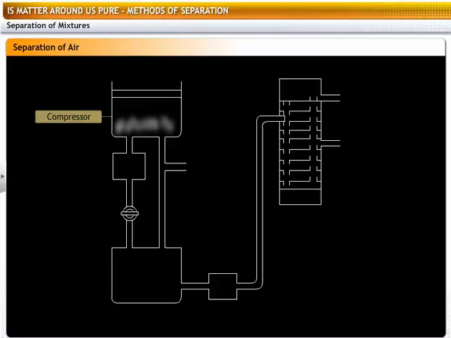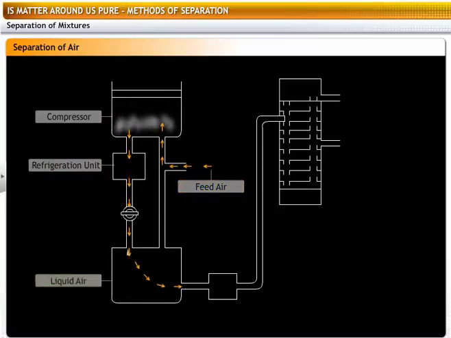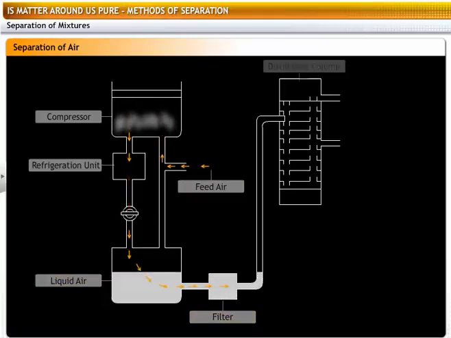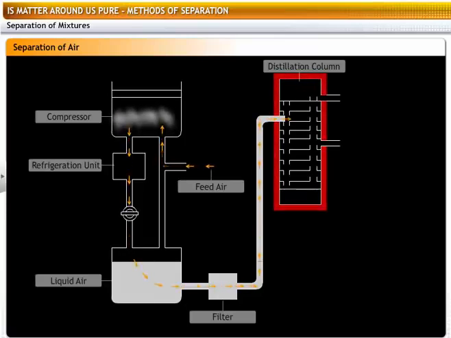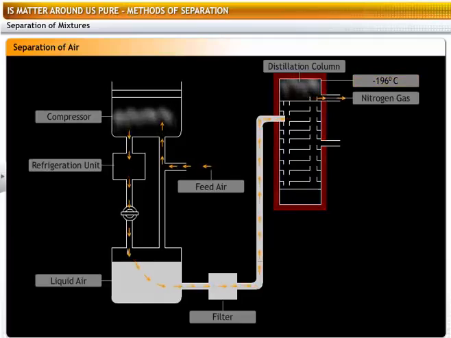Air is compressed in the compressor and cooled in the refrigeration unit. Thus, the air gets liquefied. The liquid air is passed through a filter to remove impurities and then fed into a tall fractional distillation column from near its base. The apparatus is warmed. On warming, liquid nitrogen boils off first to form nitrogen gas, as it has the lowest boiling point of -196°C. This nitrogen gas collects at the top of the fractional distillation column.